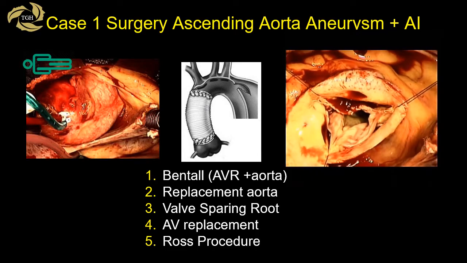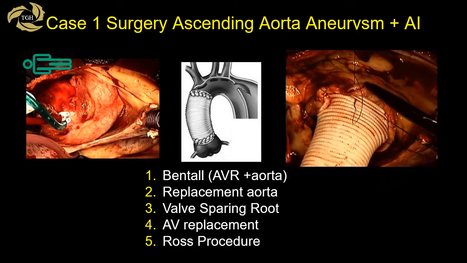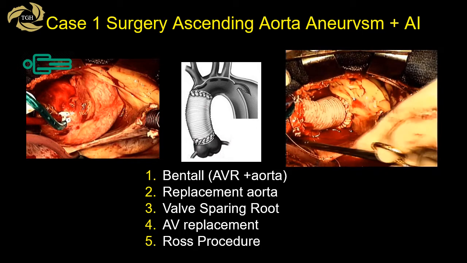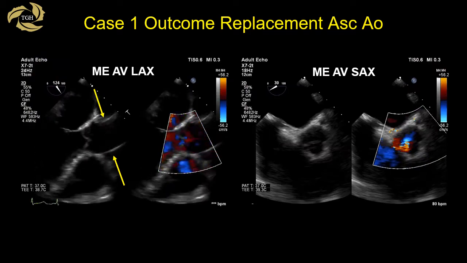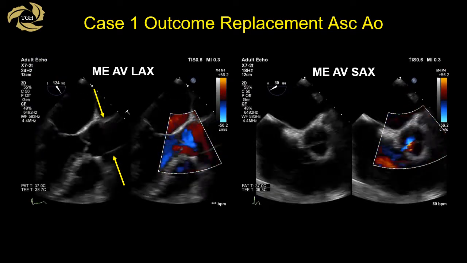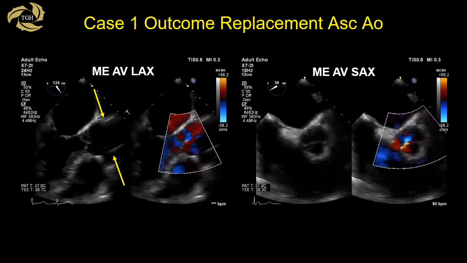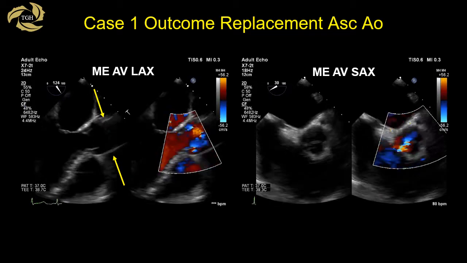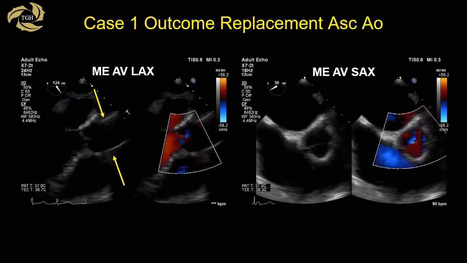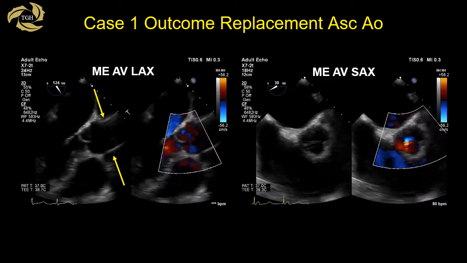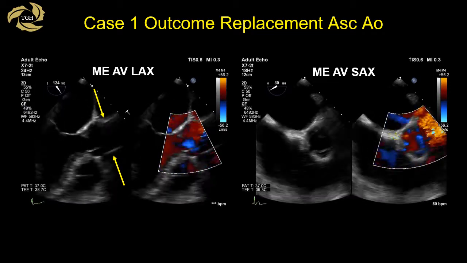As the aortic valve was structurally intact, the surgeon chose to just replace the ascending aorta with a Dacron graft. Shown here are the key findings in the post-cardiopulmonary bypass TEE. The aortic valve long-axis view shows the Dacron graft replacing the ascending aorta and the native aortic valve with good function. The aortic valve short-axis view shows mild aortic insufficiency.